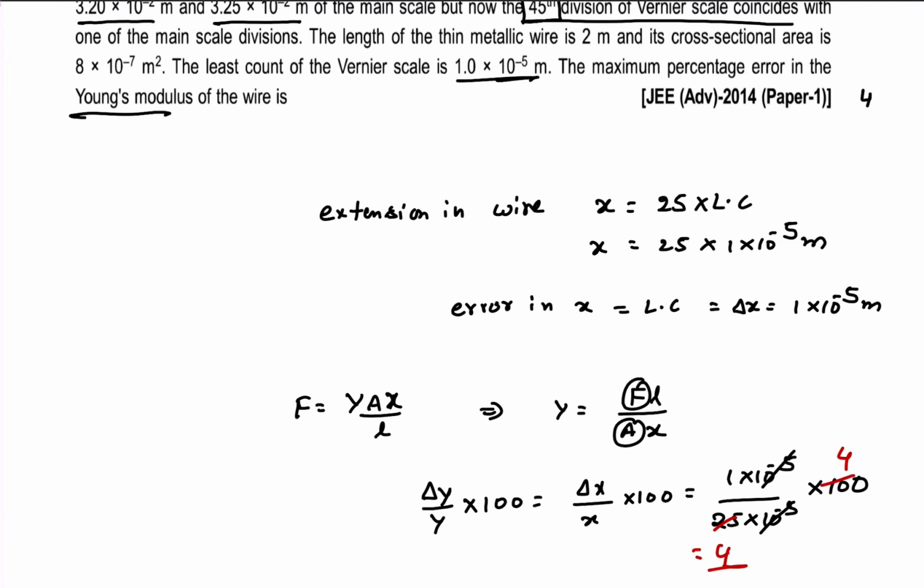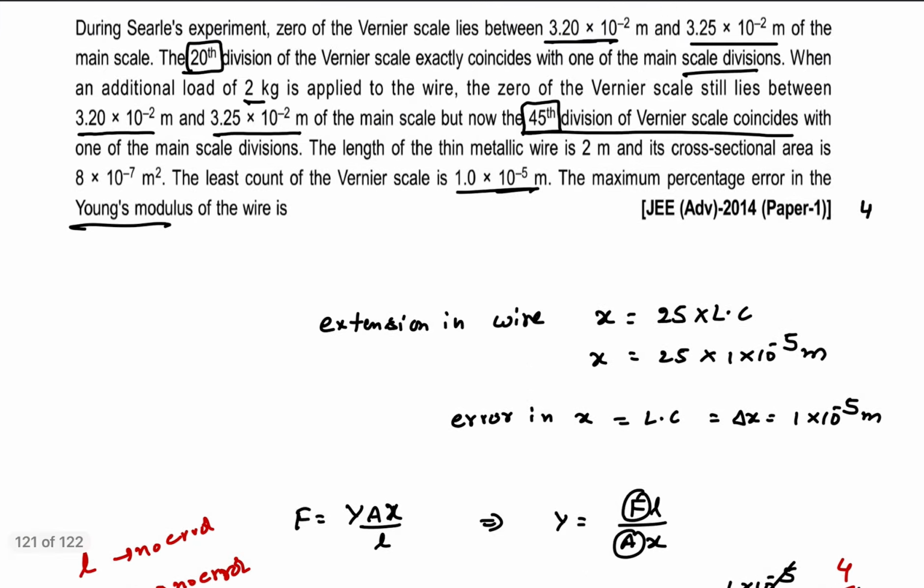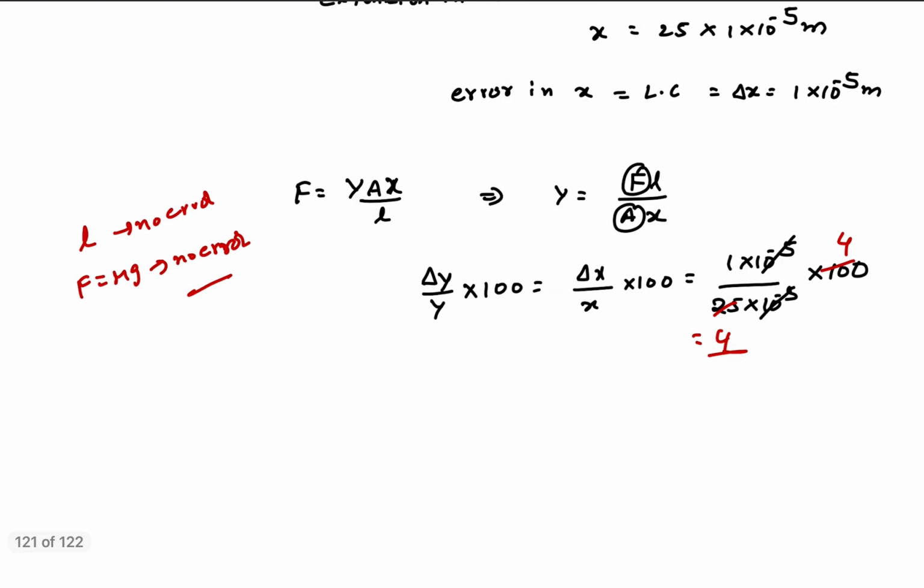All are absolute values only, except L is no error. So M no error. Sorry, F is no error. F is equal to mg, no error. Only error is in x only. By using vernier calipers, they have measured. Okay.